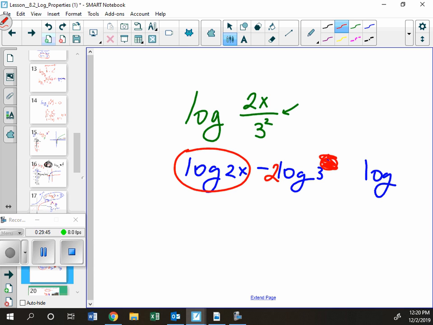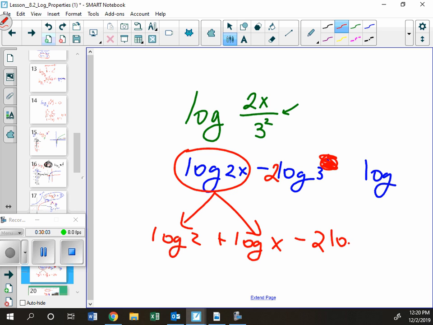Oh, yes, you could. That splits into 2 logs. Log base 10, I'm not going to write the base, so it's just log 2 plus log x minus 2 log 3. And I would never mark it wrong if you put in the base, because from my experience, if the base isn't there, it usually becomes a big deal. And I'll show you one like that in a second.